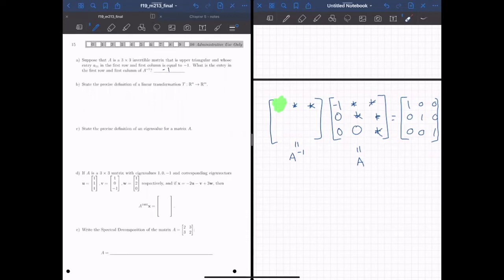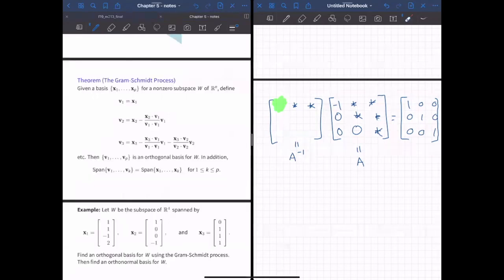Can we take a minute and go over the invertible matrix theorem? Yeah. So the invertible matrix theorem is quite a theorem.